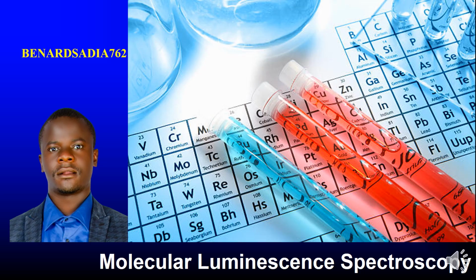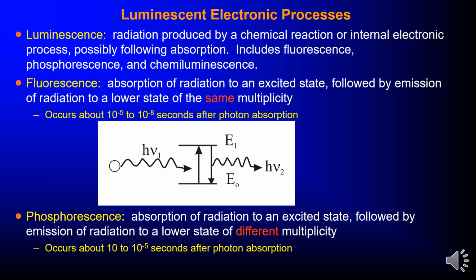Today we want to look at molecular luminescence spectroscopy. Luminescent electronic processes. So how do we define luminescence? The radiation produced by a chemical reaction or internal electronic process, possibly following absorption. Some of these types of luminescence include fluorescence, phosphorescence, and chemiluminescence.